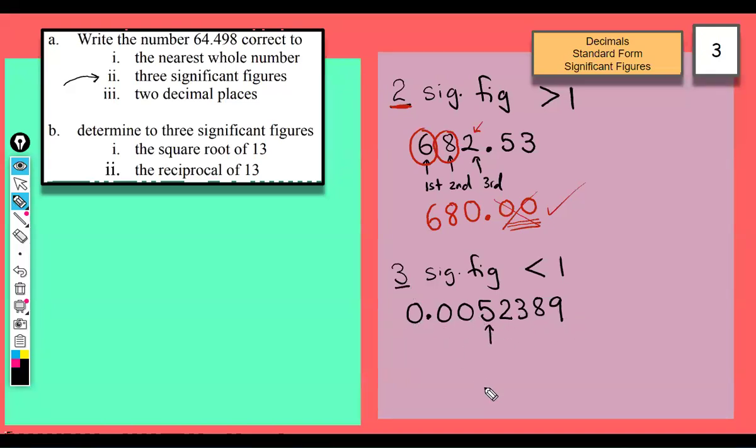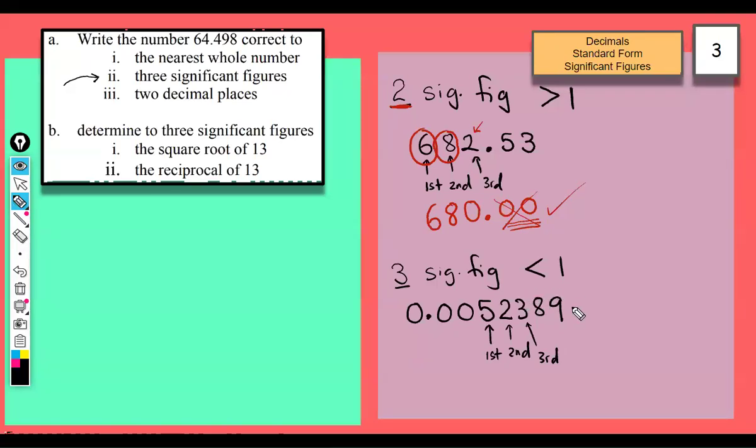How many significant figures do we want? 3. So this is the first, this is the second, this is the third. And we really don't care about anybody else. We don't care about the 4th, we don't care about the 5th. But we still have to ask if after the 3rd, the number is 5 or more. That will determine whether we're going to add 1 to the 3 or not.